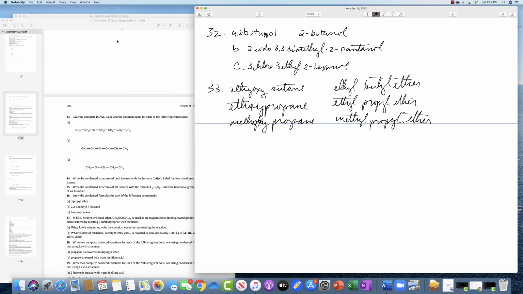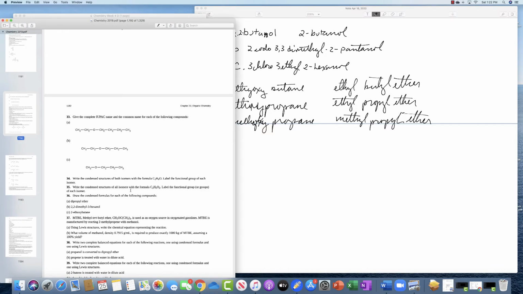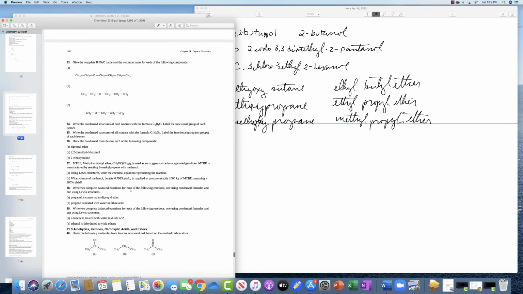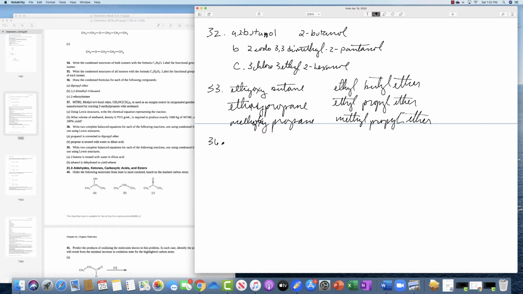So that's number 33. The next one we have to do is 36. It says draw the condensed formula for each of the following. Dipropyl ether. Okay, 36. Dipropyl, so you have 1, 2, 3, CH3, CH2, CH2O. Dipropyl would be CH2, CH2, CH3. Dipropyl ether.